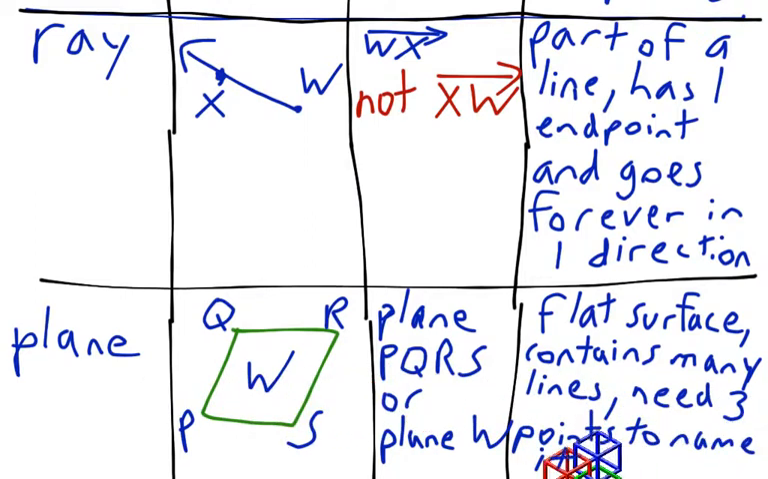But it needs 3 points to name it. So here I named it with P, Q, R, and S. You can use as many points as you want, but at least 3. Or you can just have one letter that names the entire plane. So this could also be called plane W. But if you're using points, you need to use 3 points. And actually, one of them needs to be on a different line. So you can't just pick 3 points on the same line.